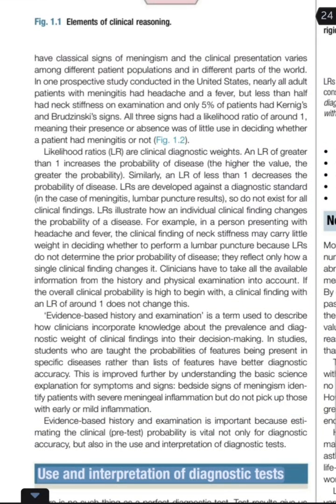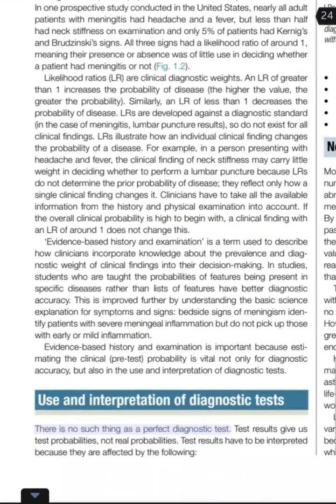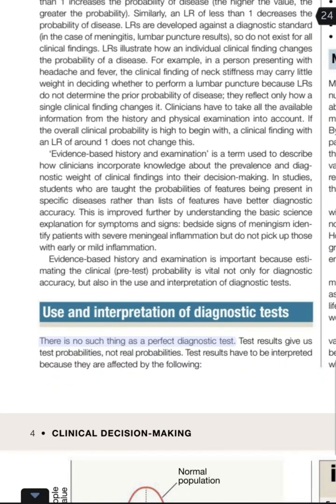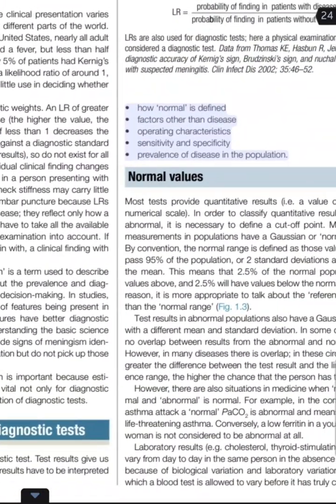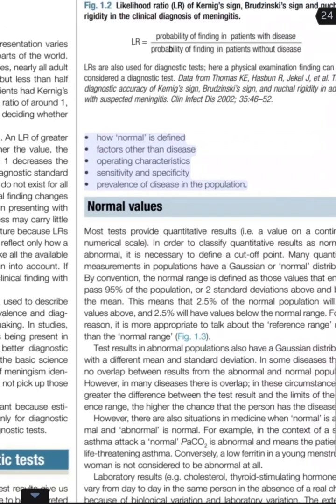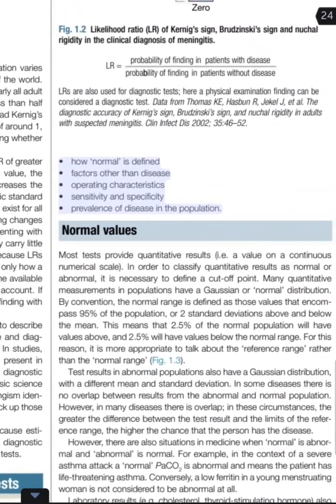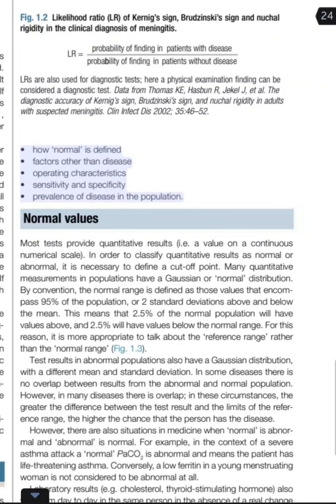Use and interpretation of diagnostic tests. There is no such thing as a perfect diagnostic test. Test results give us test probabilities, not real probabilities. Test results have to be interpreted because they are affected by the following: how normal is defined, factors other than disease, operating characteristics, sensitivity and specificity, and prevalence of disease in the population.